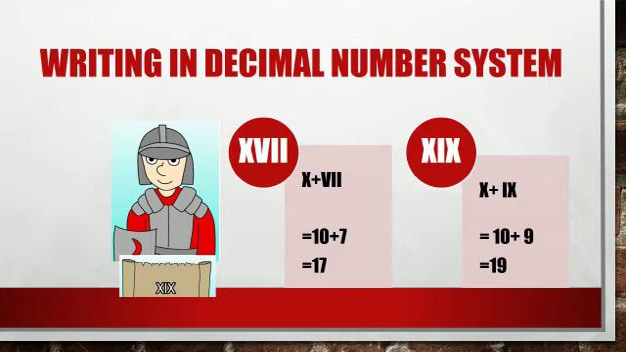Now let's see how we can write in the decimal number system. Here you're given a Roman number, say for example XVII. So we can split this as X plus V plus II or X plus V plus I plus I, that is equal to 10 plus 5 plus 1 plus 1, that is equal to 10 plus 7, that is equal to 17. So this Roman number stands for the number 17.